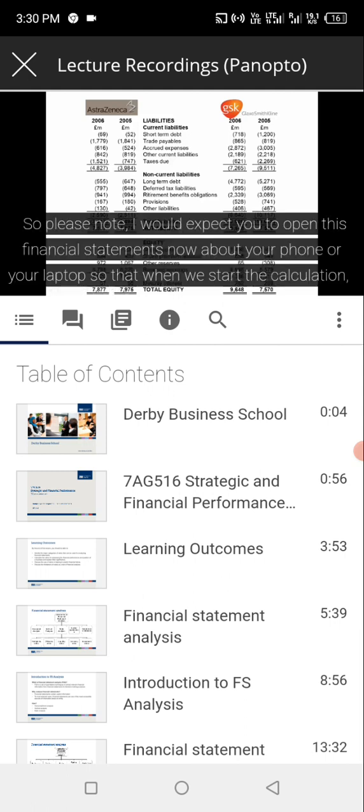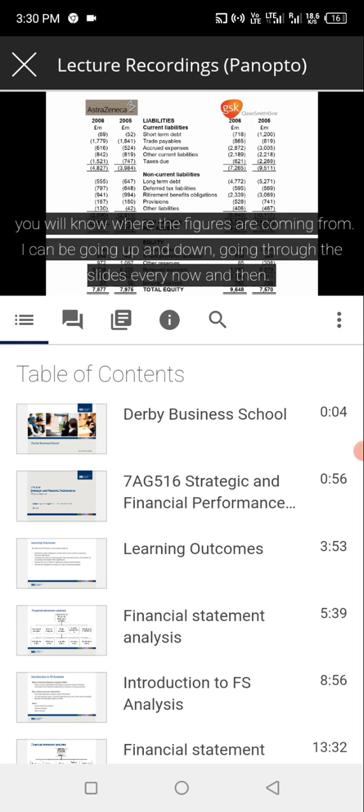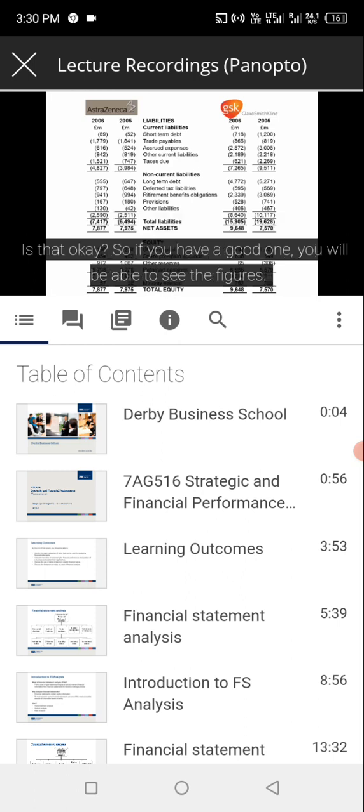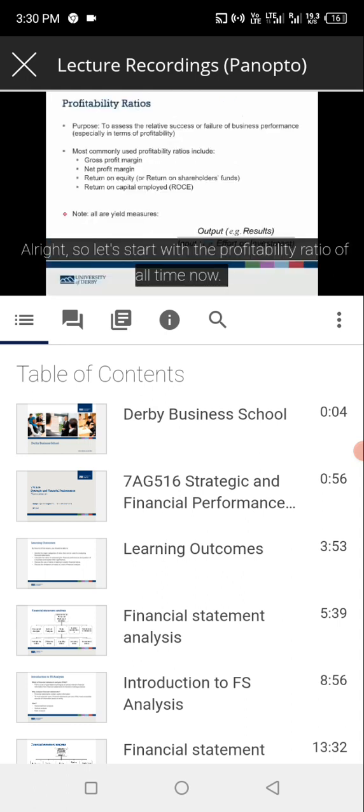I will expect you to open this financial statement now, either on your phone or on your laptop, so that when we start the calculation, you will know where the figures are coming from. I can't be going up and down through the slides every now and then. If you have it open, you will be able to see the figures. All right? So let's start with the profitability ratios.